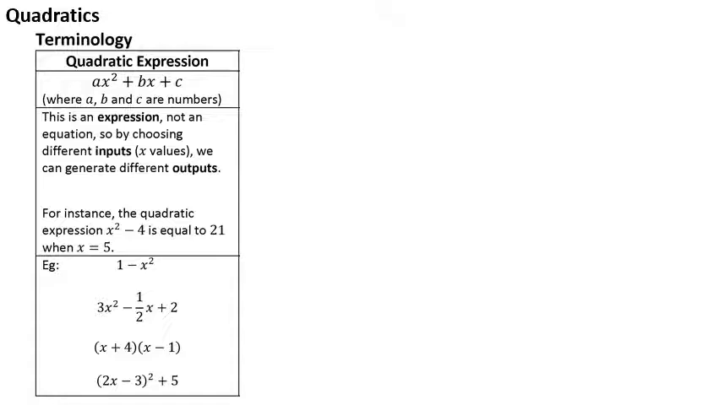The next one, x (4 times x minus 1), is what we call factorized form, and that can be very helpful depending on what we want to find out about our expression. And then the last one, (2x minus 3) in a bracket squared plus 5, is completed square form, which again is useful for different reasons.